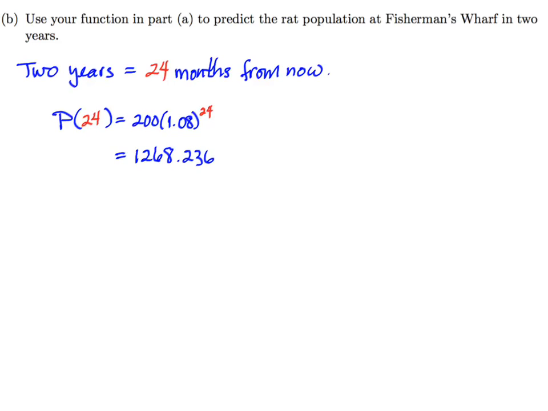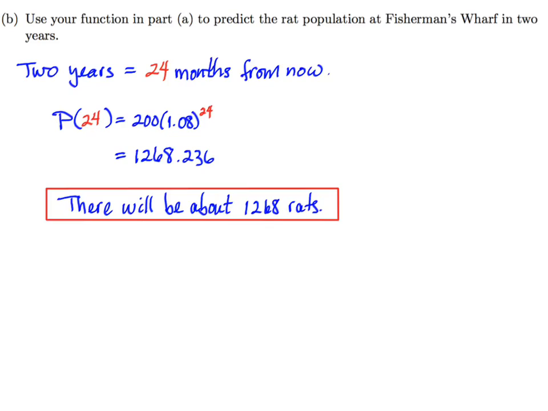I chopped it off after 3 decimal places. But we have to now round it because we're talking about rats, right? This is the number of rats. And it doesn't make sense to have 0.236 rats. So we have to chop it off at the nearest whole number. So I'm going to round it to 1,268. So there will be about 1,268 rats at Fisherman's Wharf 2 years from now.